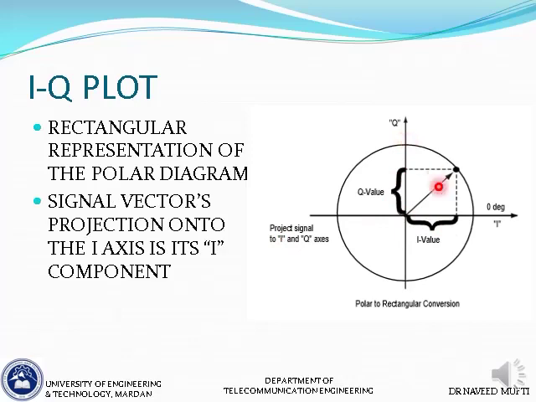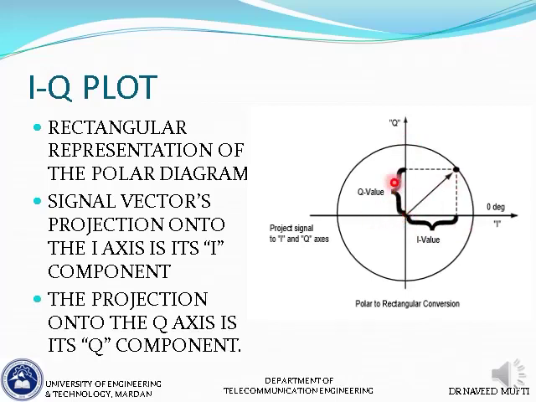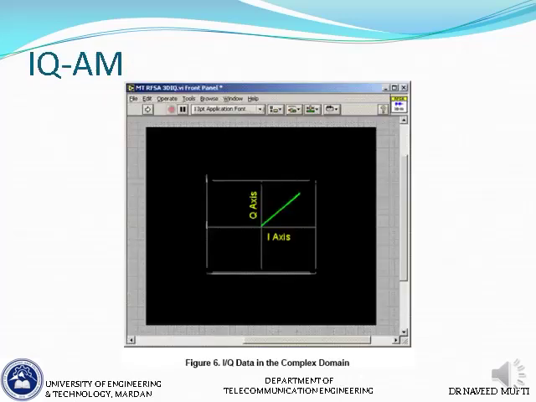The signal vector's projection onto the I-axis is its I component, and its projection on the Q-axis is its Q component. So basically now we are converting the polar representation to rectangular representation. And why do we do that? For convenience. That is something that is used in digital communication.